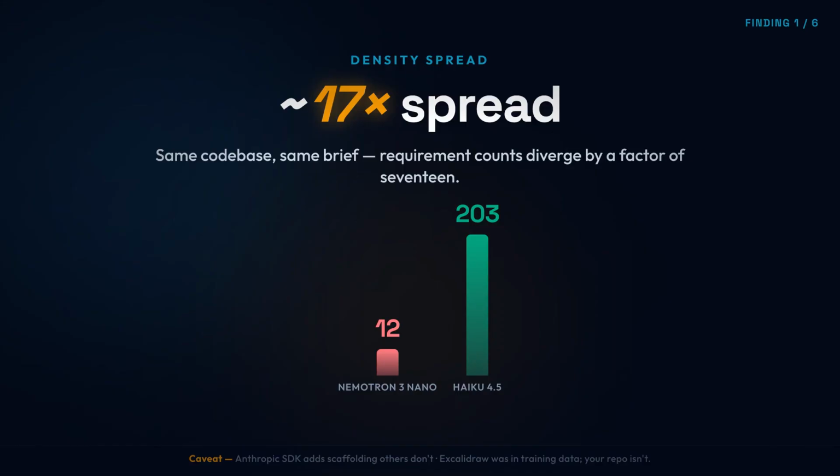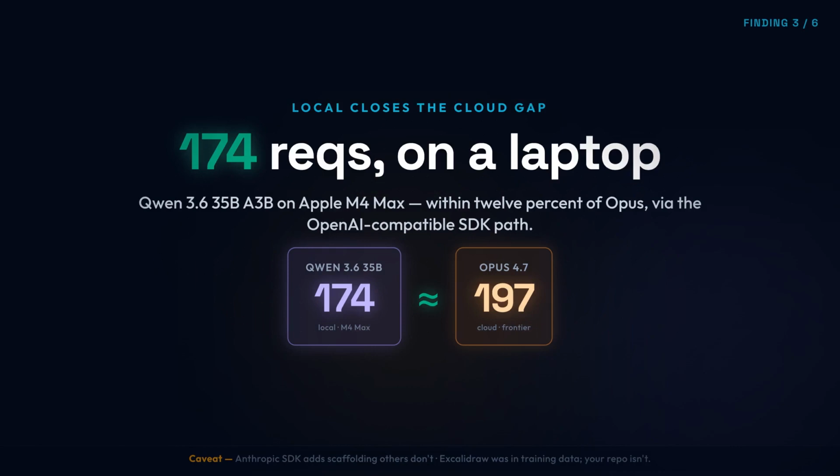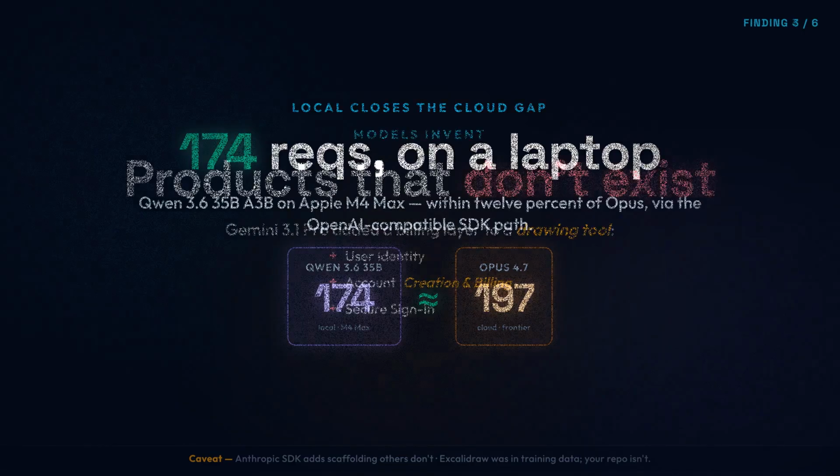Reading 13 trees side by side surfaces patterns nothing else does. 1. The density spread is roughly 17-fold. Nemotron Nano at 12 requirements, Haiku at 203. Same codebase, same brief. 2. The Anthropic models cluster within 3% of each other across sizes, Opus, Sonnet, Haiku, meaning size barely moves the count. The SDK scaffolding does. 3. One local model closed the cloud gap. Qwen 3.6, 35 billion A3B, on a laptop, OpenAI SDK path, within 12% of Opus's requirement count.